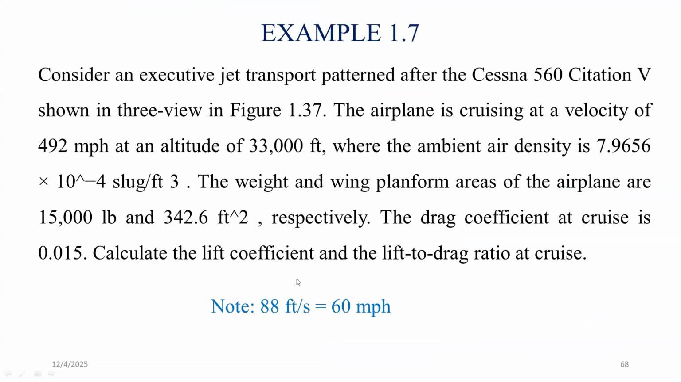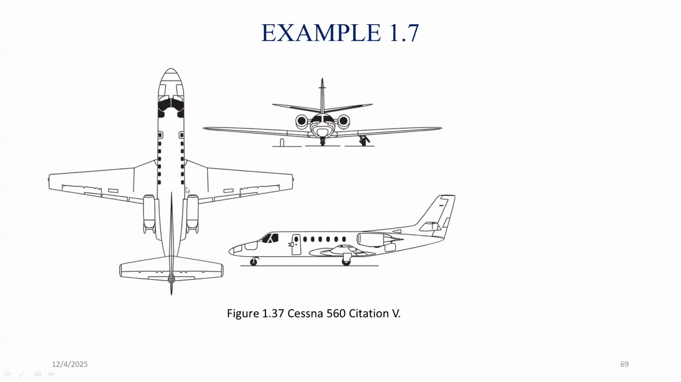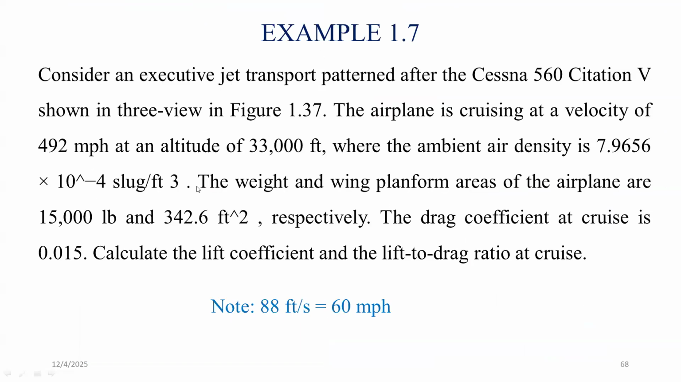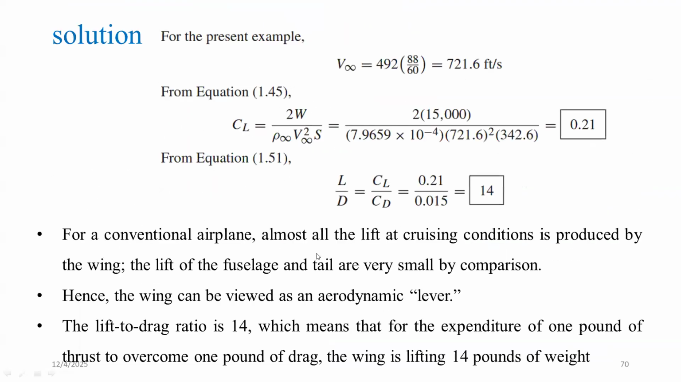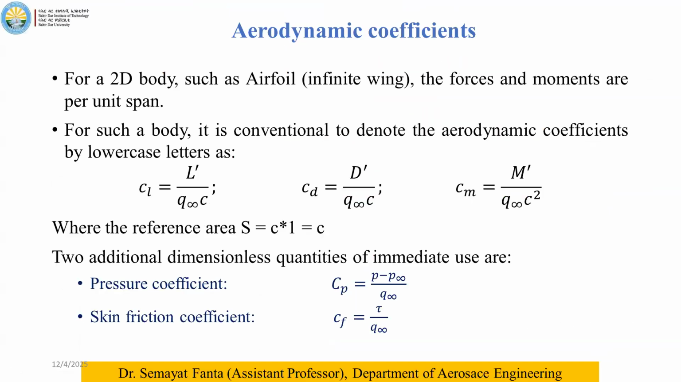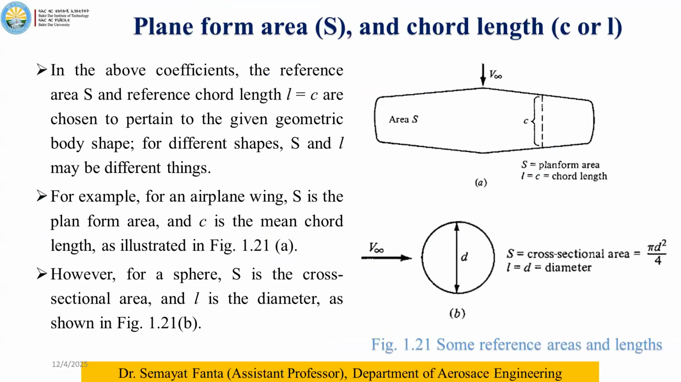That is represented with CL max. So V stall is a function of CL max. On that, we tried to see this example. We already solved this example, so I can go directly to the plan form area from the previous discussion. Okay, so this is the plan form area and the chord lengths. Actually, these are the dimensions of the wing.